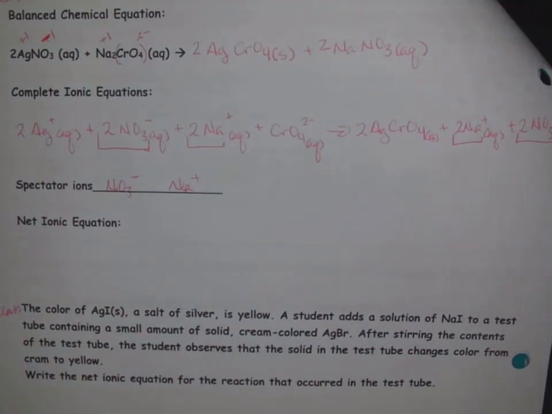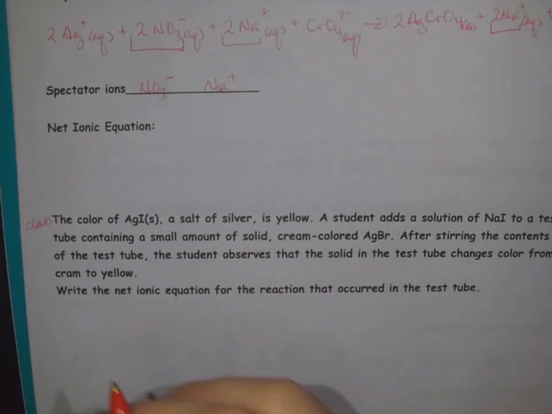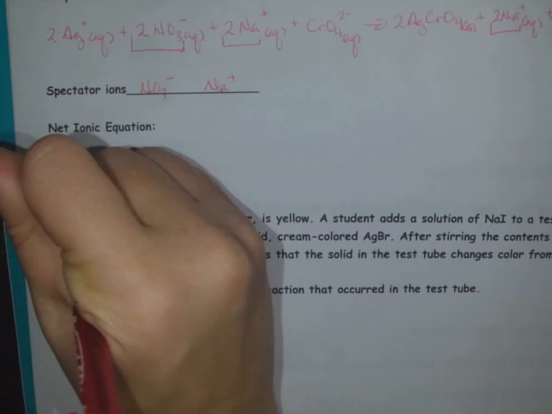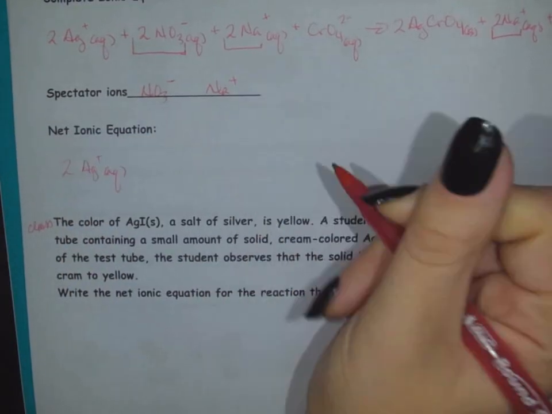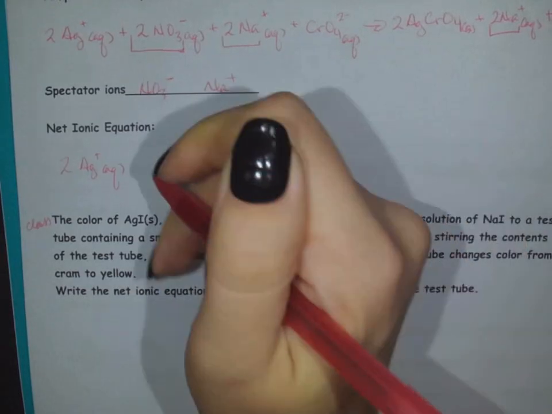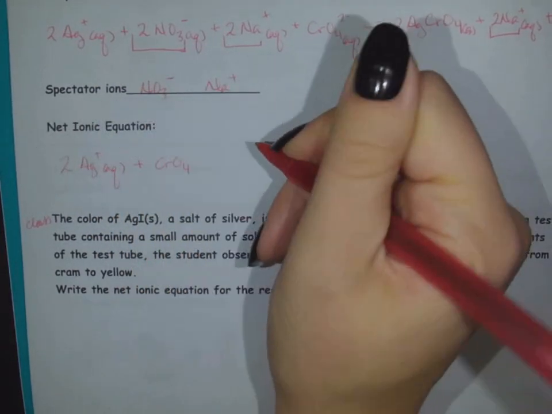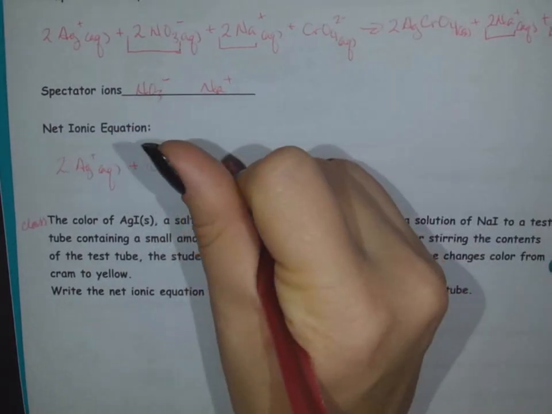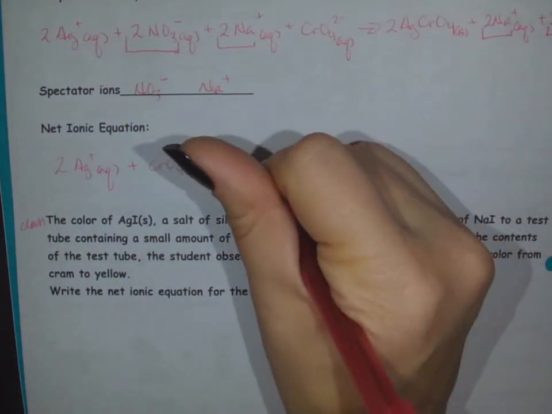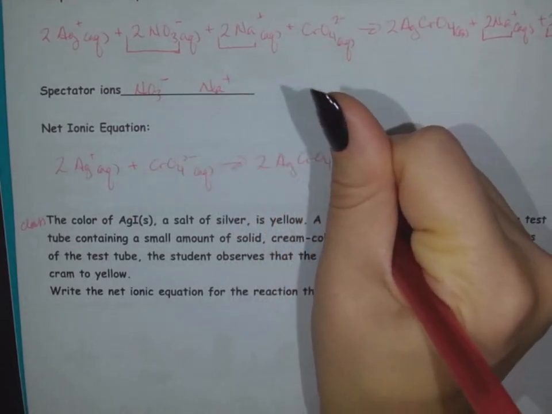So if we cancel that, then we're going to be left with our net ionic, or the reacting species, and that's 2 silver ions aqueous. I'm canceling this and canceling this. And 1 chromate ion aqueous turns into silver chromate solid.